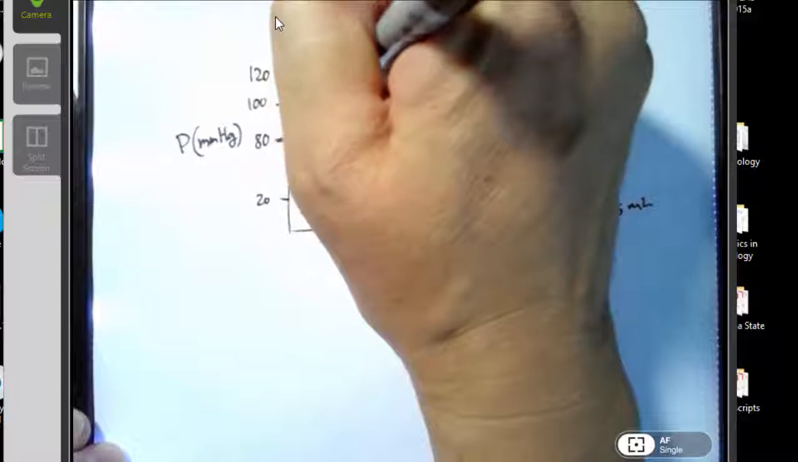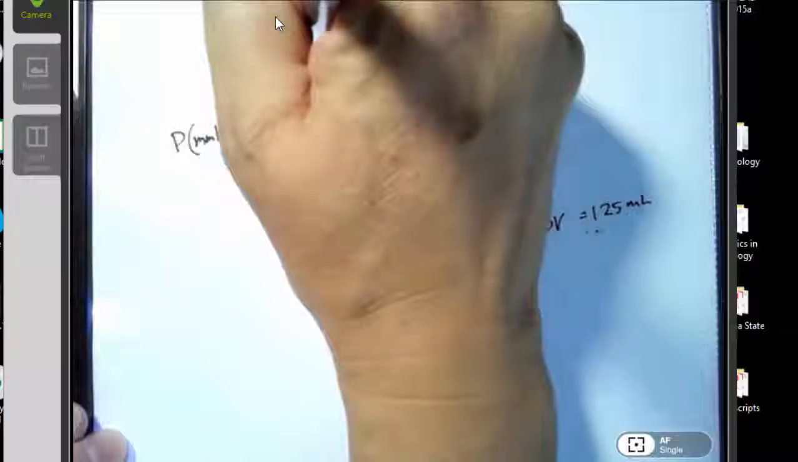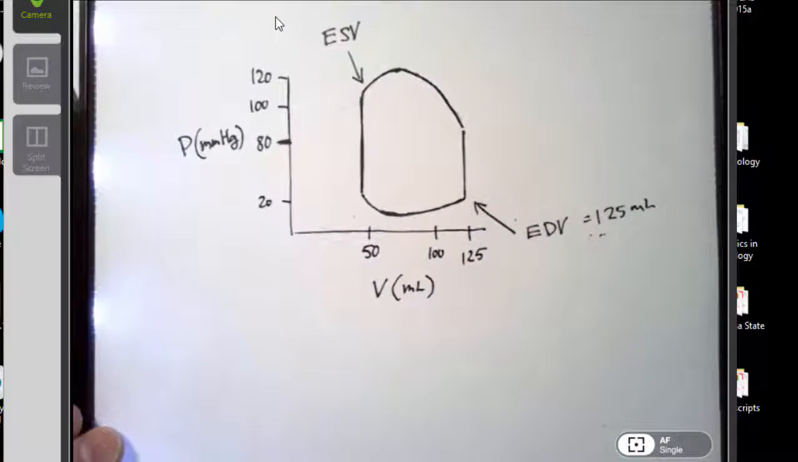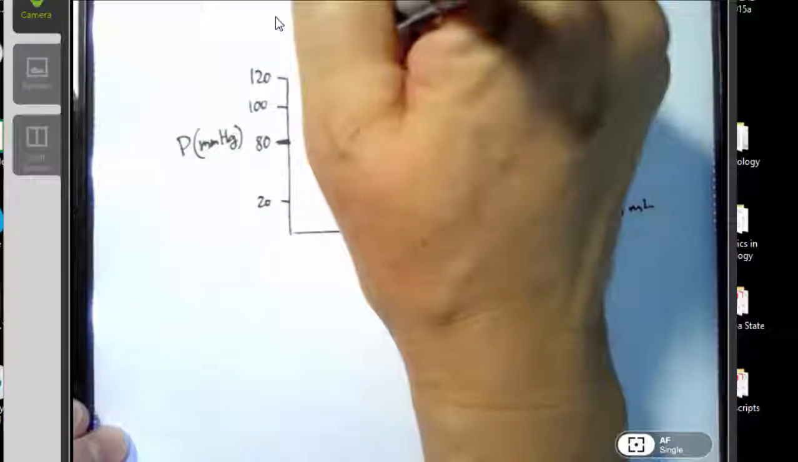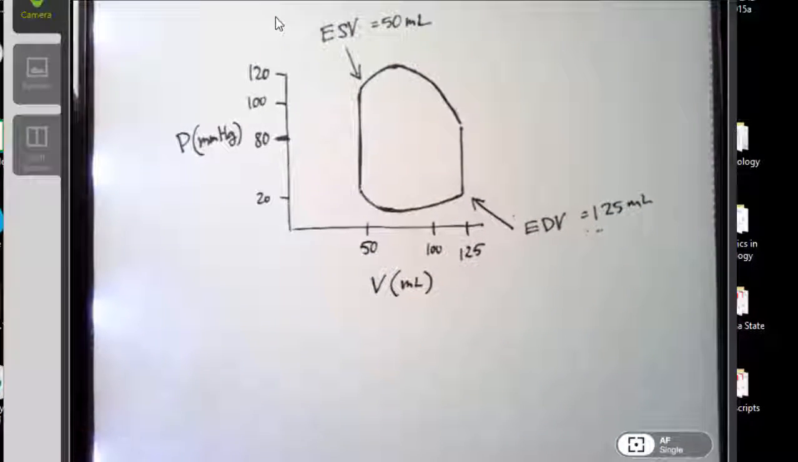If there's an end diastolic volume, then there should be an end systolic volume, right? So let's write that up here. ESV, or end systolic volume. In this particular case, it's about 50 milliliters. And there's no significance to these values. They're just sort of typical values.